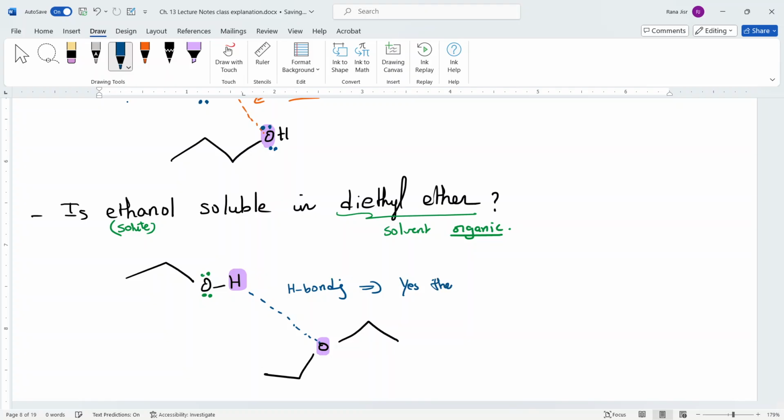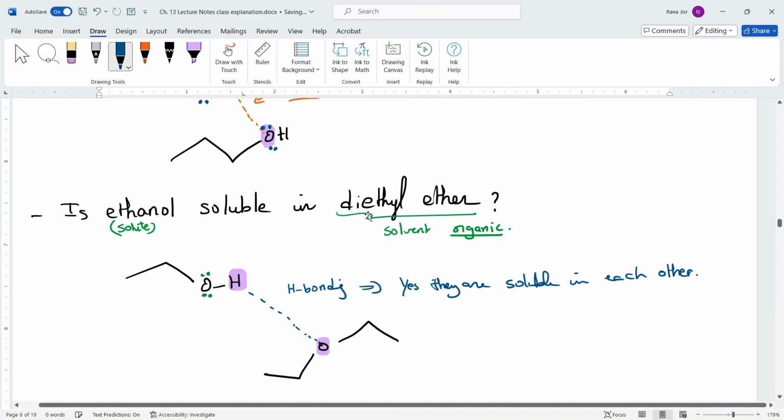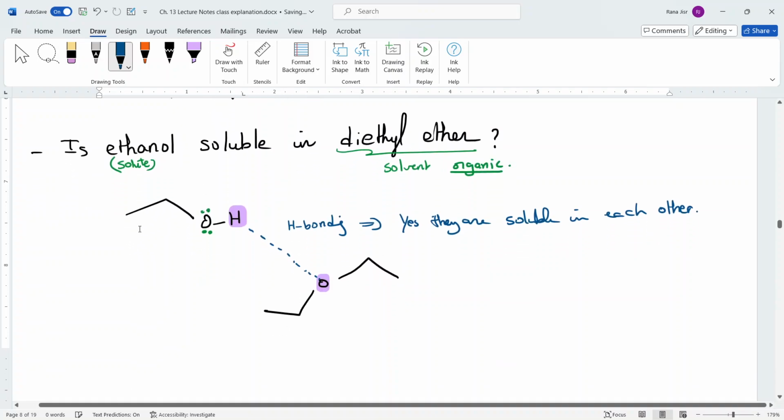So they are soluble in each other. Again, we have to differentiate between when the solvent is aqueous and when the solvent is organic. If the solvent is aqueous, then my solute should not exceed 5 carbons. But if the solvent is organic, I don't care about the number of carbons in my solute.